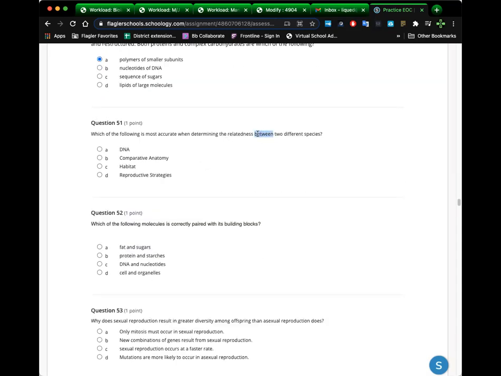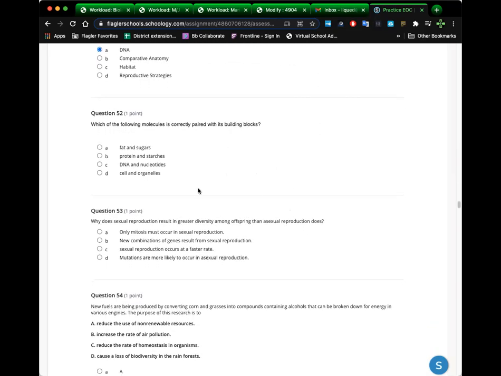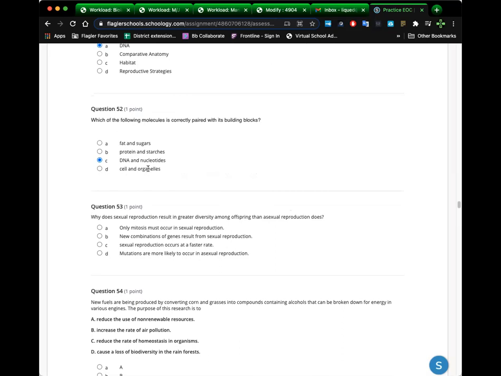All right, to determine different species, the absolute best way, most modern way, always gets the last word: DNA. Paired with the building blocks, so fat is not made of sugar, protein is not made of starches, DNA is made of nucleotides, okay? All right, now cells do contain organelles, so there's another one where, if you read it quickly, you might be like, oh yeah, cells are made of organelles, but it's asking about molecules, not cells.